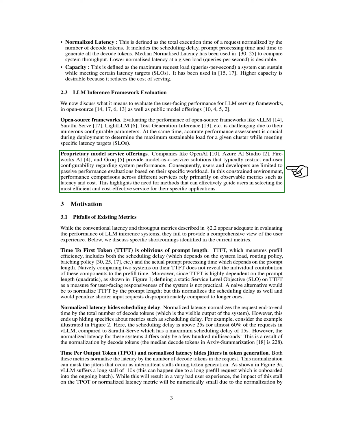On the other hand, companies like OpenAI, Azure AI Studio, Fireworks AI, and Groq offer model-as-a-service solutions that usually limit how much users can tweak the system's performance. This means users and developers can only passively evaluate performance based on their specific tasks. Comparing performance across different services mainly relies on observable factors like speed and cost. This emphasizes the need for methods that can help users choose the most efficient and cost-effective service for their particular needs.